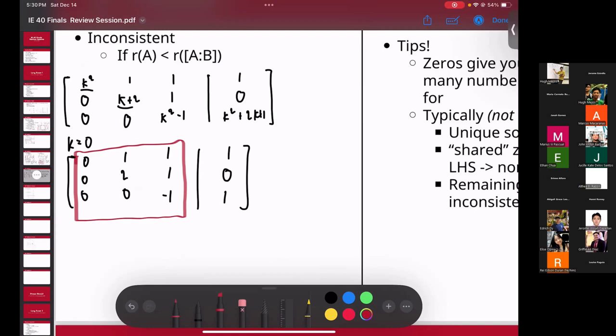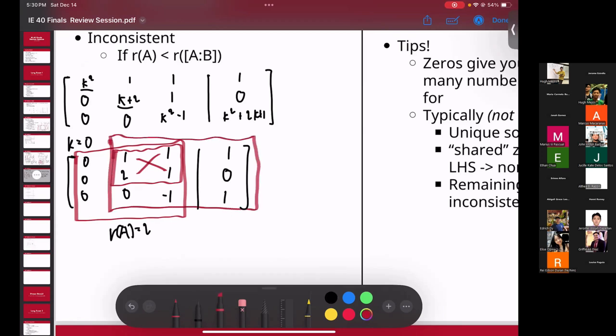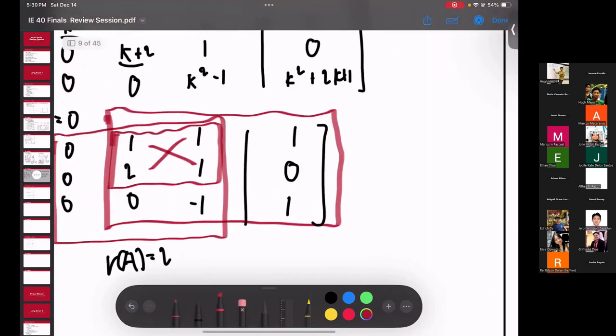So we can pick a smaller submatrix. This will give you 1 minus 2, so negative 1. So it's non-zero. So the rank is 2. But for the right-hand side, if you test this submatrix again, you can use whichever method you want here.